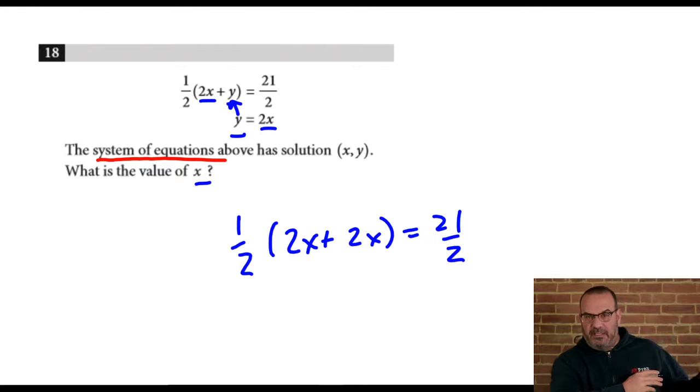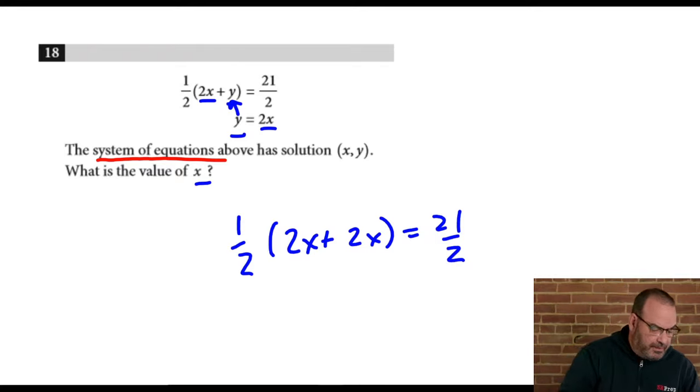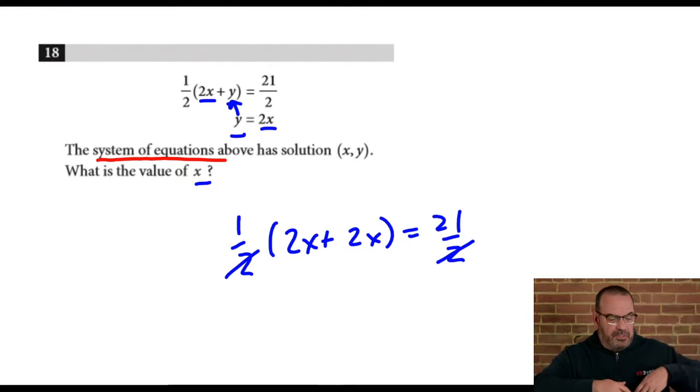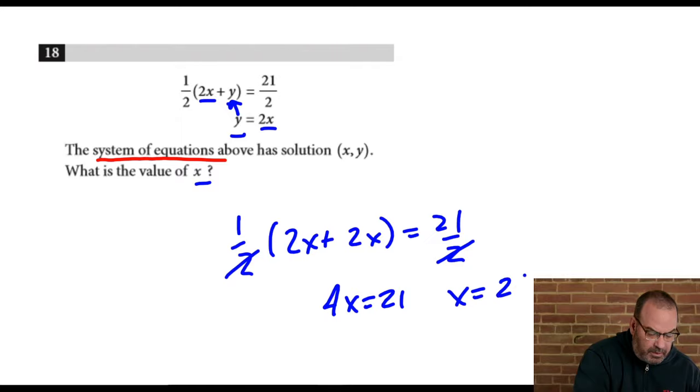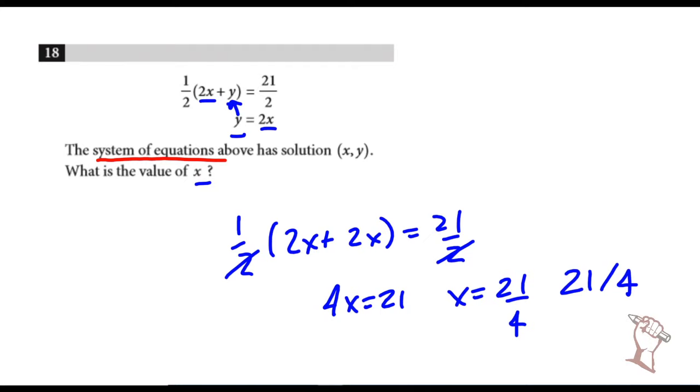I can multiply this whole thing by 2. That cancels the fractions. Because they're multiplied on both sides, I can just get rid of the denominator, and I get 4x equals 21, or x equals 21 over 4. You can grid that 21 over 4, or we can divide that out and tell what's 21 over 4.